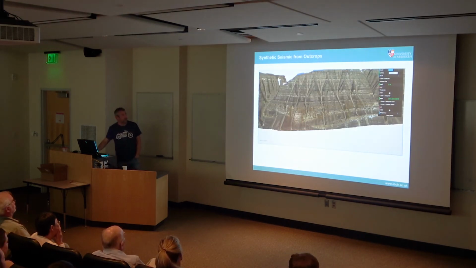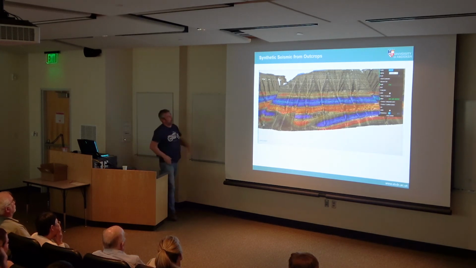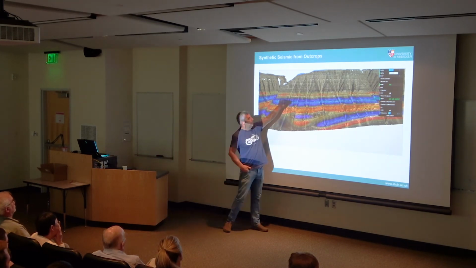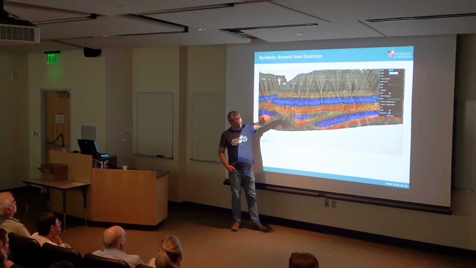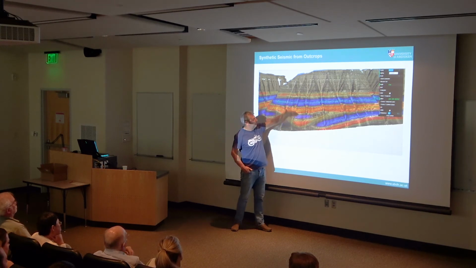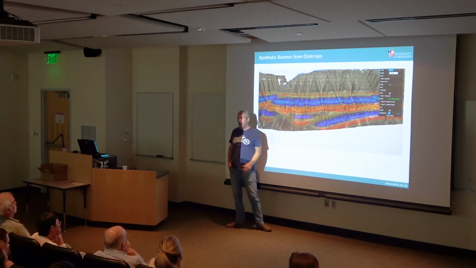So this is a big outcrop from up in Svalbard, but basically we can now generate synthetic seismic from the outcrop. You put in a bunch of properties, and then you put in the wavelet that you want, and then it'll basically create a synthetic seismic and drape it over the outcrop.